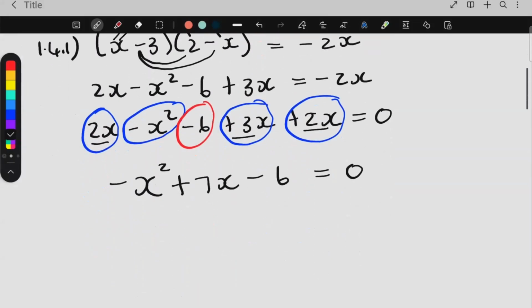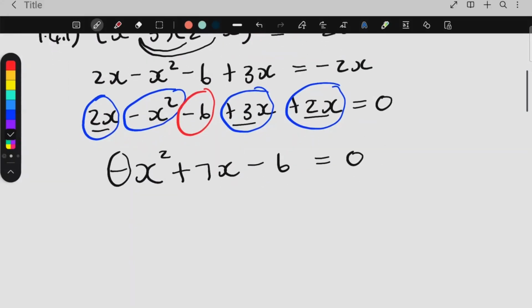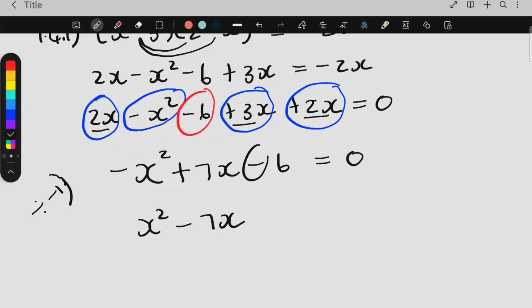Okay, now I have to factorize. But I don't like factorizing with this negative in front. So I'm going to divide every term by negative 1. So what does that mean? It simply means all the signs will change. A negative will become a positive. So this negative will become a positive x squared. This plus will become a minus 7x. This will become a plus 6. And I make it equal to 0.